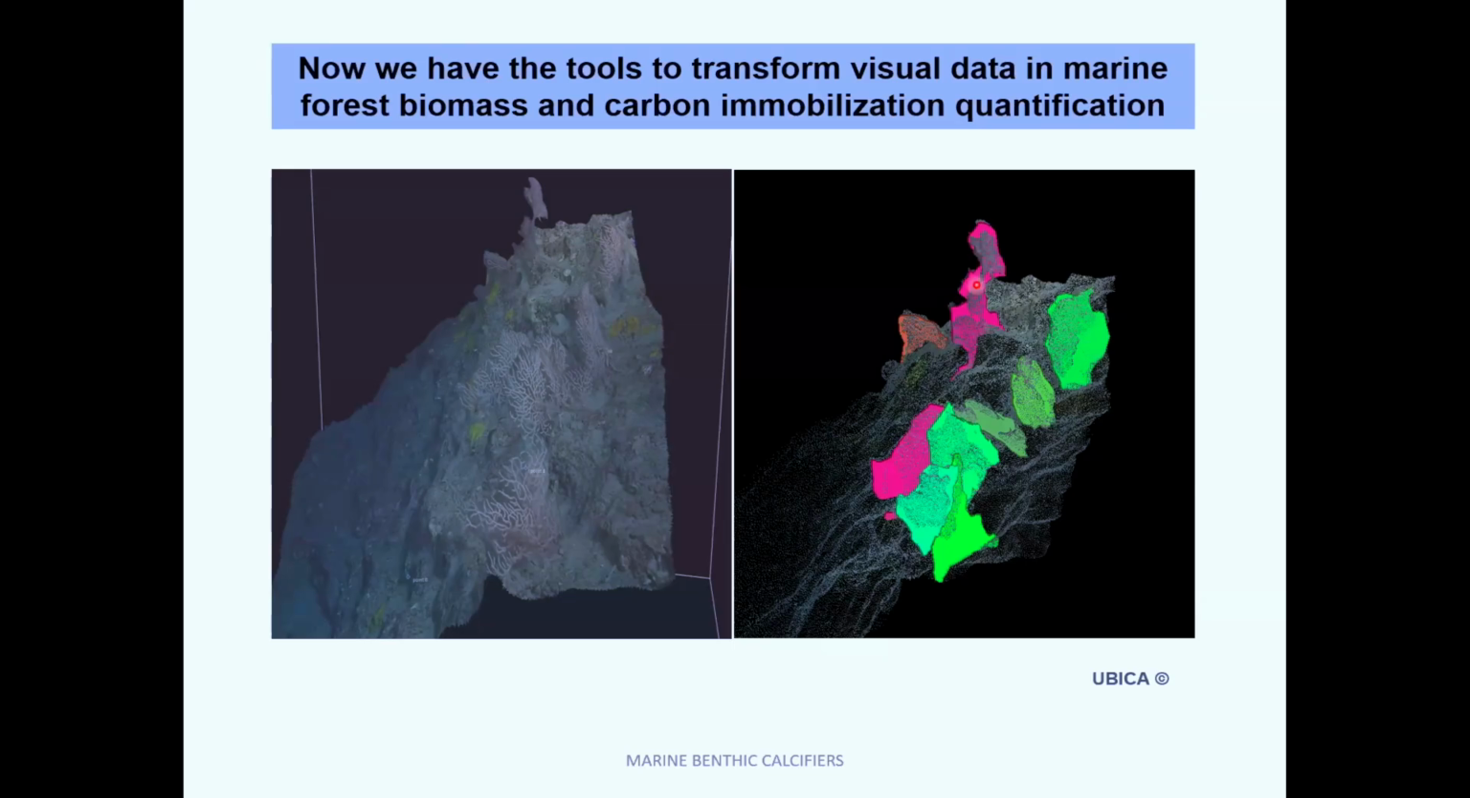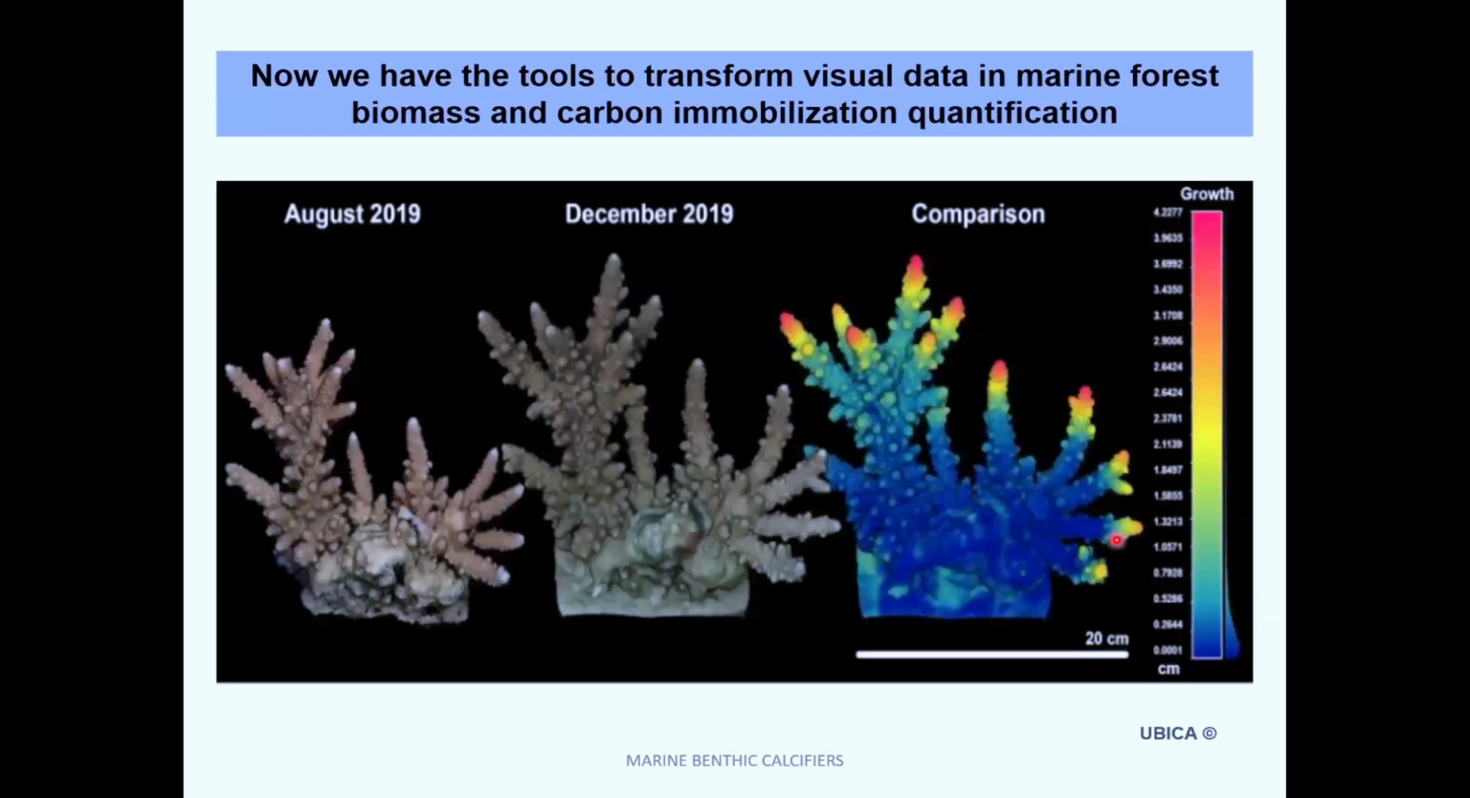We can understand the static vision of this population of Gorgonians through specific software and a specific approach with the images. And we can also calculate, in this case, the quantity of carbon that is stopped in some way, immobilized during a certain period.